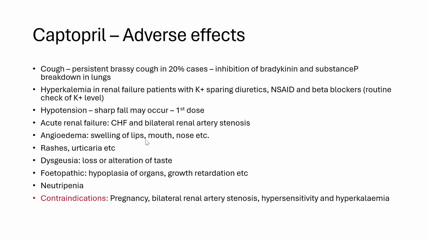What are the adverse effects of captopril? That is persistent dry cough in 20% of cases, due to inhibition of bradykinin and substance P breakdown in the lungs. Because of inhibition of bradykinin and substance P breakdown in the lungs, persistent dry cough occurs. Though it happens in only 20% of cases, it does happen.